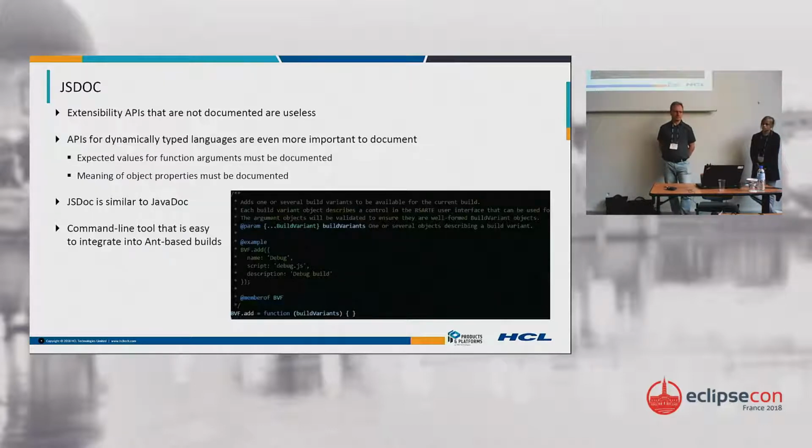There is a tool called JSDoc, which is rather similar to JavaDoc. You can see in the screenshot a bit of what you can write as comments in your JavaScript. Basically it's very similar to JavaDoc, where you use annotations. In this example, we can see that we document parameters for a function and also provide an example to the user of how they should use the API. JSDoc is a command line tool that can take this input and produce nice looking web pages that you can include in your documentation. And since it's a command line tool, it's also very easy to integrate into Ant-based builds, which we have used.